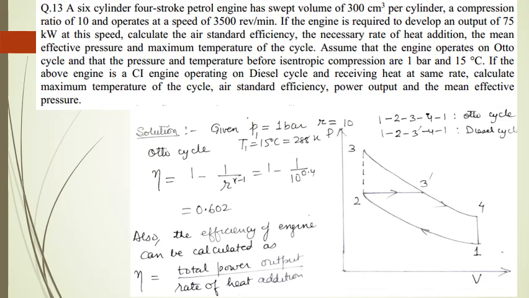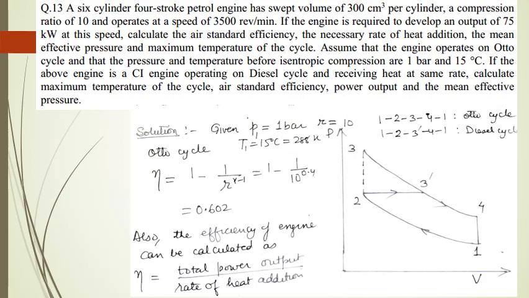We have drawn the PV diagram for the Otto cycle and diesel cycle on the same PV diagram. 1-2-3-4-1 represents the Otto cycle and 1-2-3'-4'-1 represents the diesel cycle. Now P1 is equal to 1 bar and T1 equals 288 Kelvin, and this is going to remain the same for the Otto cycle as well as the diesel cycle. Similarly, the compression ratio r equal to 10 is going to remain the same for both cycles.